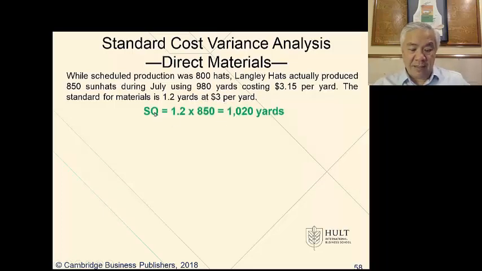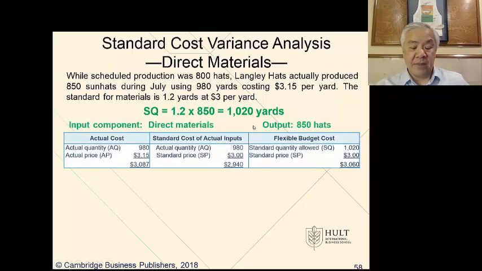First, the standard quantity: we had 850, which is the amount of actual units, times the standard use of 1.2 yards. So 1.2 yards times 850 is 1,020. We should have used 1,020 yards. Now we can break out the actual cost, and on the far right, the flexible budget cost. Actual cost is the 980 yards, times the actual cost per yard, $3.15.